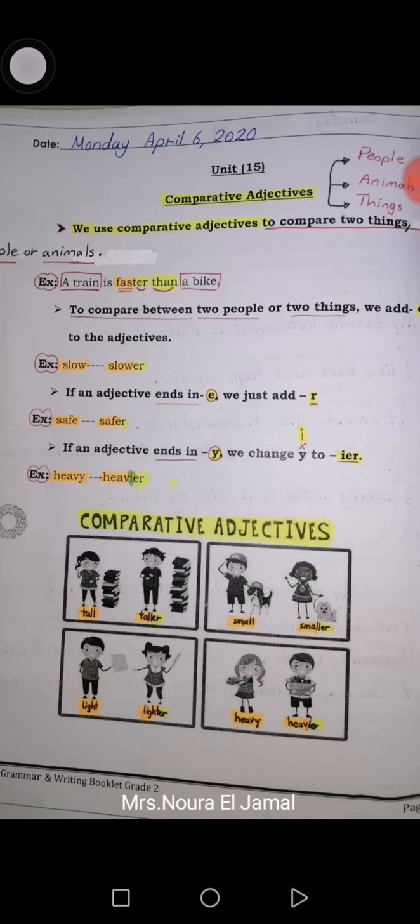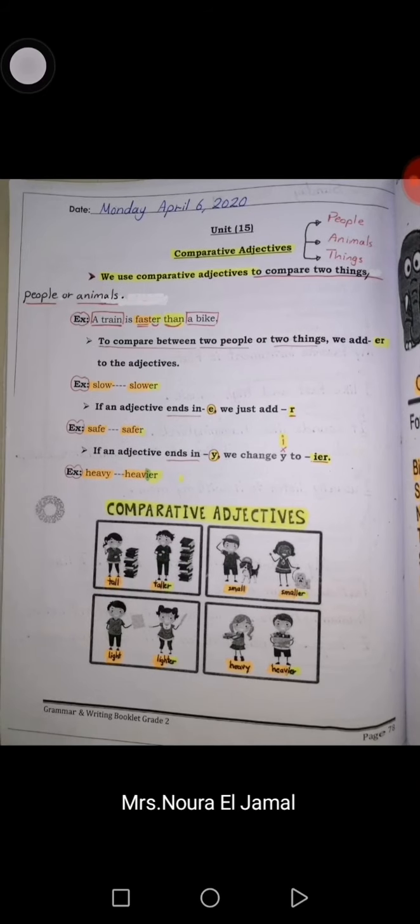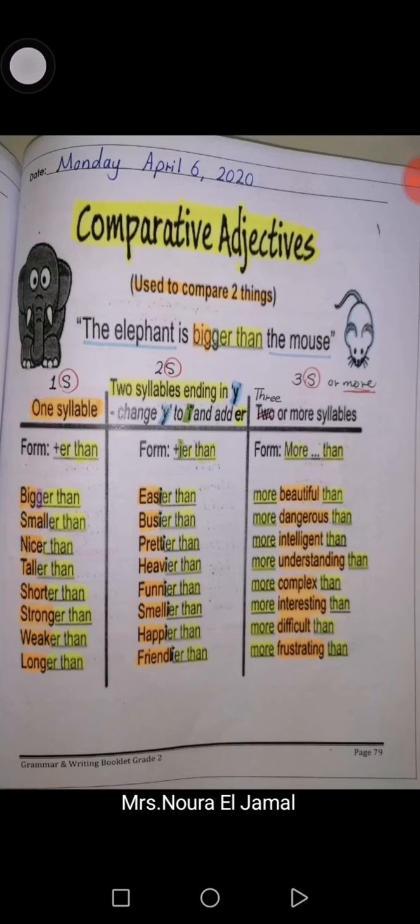Okay, let's move to page 79. Comparative adjectives. We use the comparative adjectives to compare two things. Look at the picture. The elephant is bigger than the mouse. Here I double letter G because it's a consonant and there's a vowel before the consonant. That's why I double G and I write ER and then than.